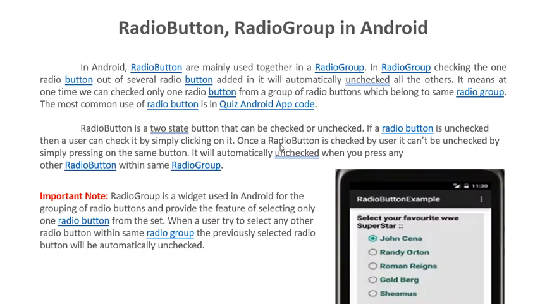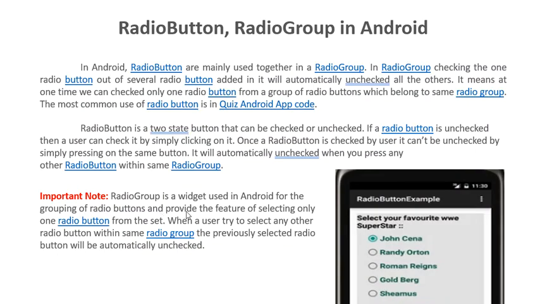Once a radio button is checked by the user, it cannot be unchecked by simply pressing the same button again. It will be unchecked only when you press any other radio button within the same radio group. An important note: the radio group widget is used in Android for grouping radio buttons and to provide the facility of selecting any one radio button from the set.